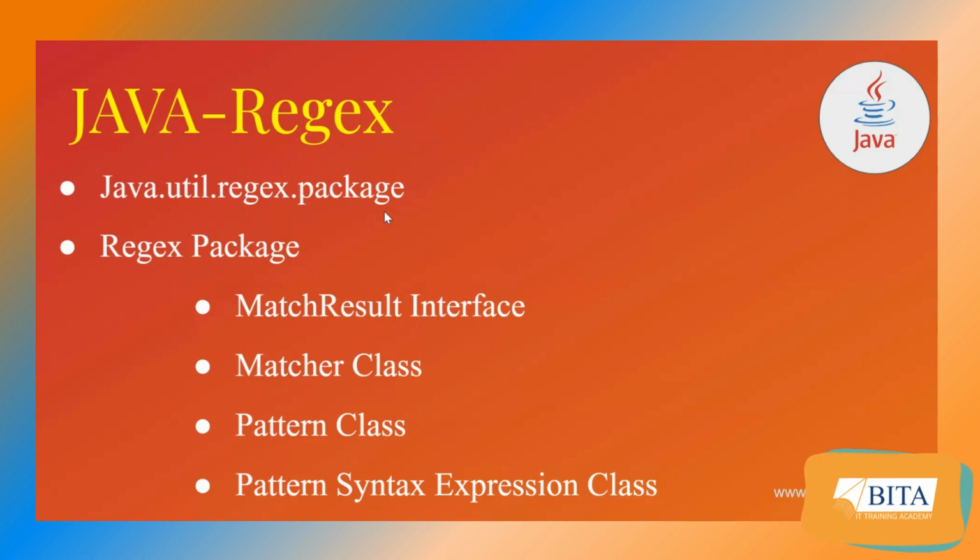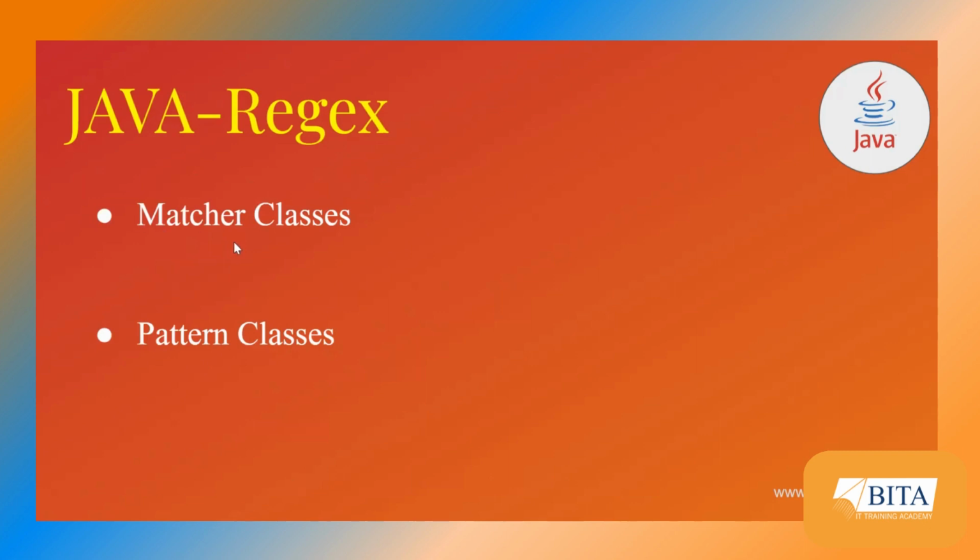This package contains one interface, the MatchResult interface, and it includes three classes: the Matcher class, the PatternSyntaxException class, and the Pattern class. In this video, we are going to see about the Matcher class and the Pattern class and how to implement them in the program.